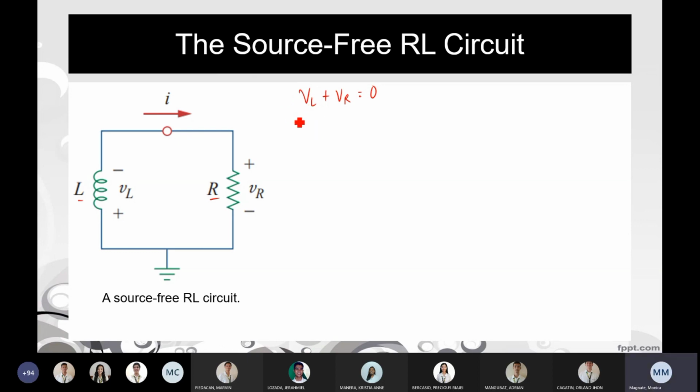Saan equivalent? Diba, equal siya sa L di dt. Tapos yung voltage drop naman kay resistor by Ohm's law, that's equal to R times I. Ohm's law natin is RI, equal sa 0. Tapos, itong L natin, ibaba na natin dito. So, di over dt plus R over L I equal to 0.